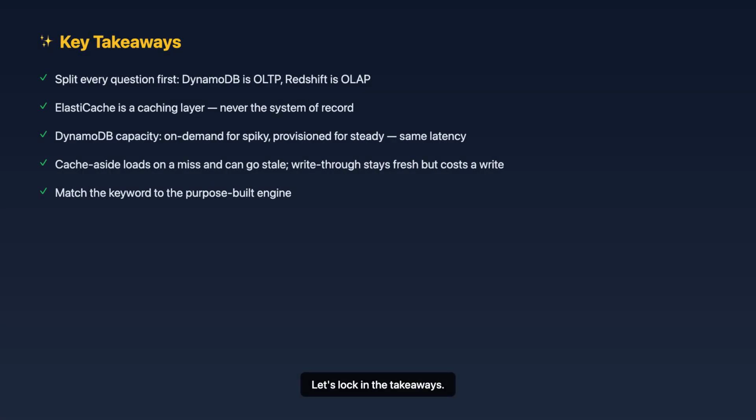Let's lock in the takeaways. First, split every question with a transactional versus analytical test. DynamoDB is OLTP, Redshift is OLAP. Second, ElastiCache is a caching layer and never the system of record.